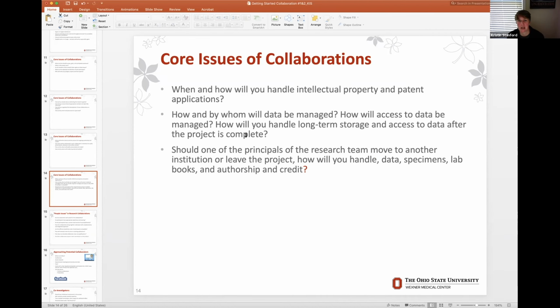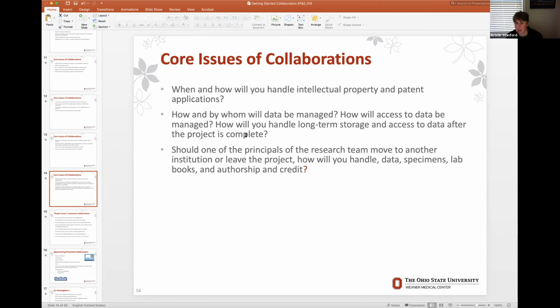That all has to be established right from the get-go. In terms of data management, is it going to be stored on a shared drive? Does everybody have access to that shared drive? Is it in Dropbox? Is it on a more secure file system? Who has access to it? What happens in 10 years to that data if somebody goes back to find it?